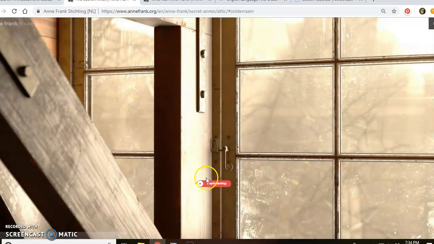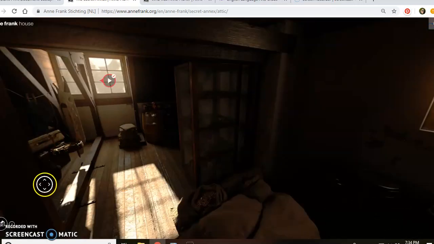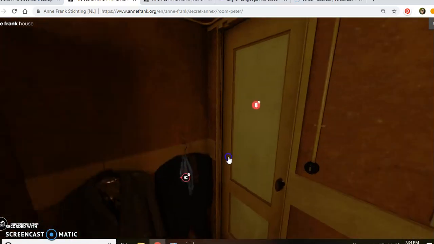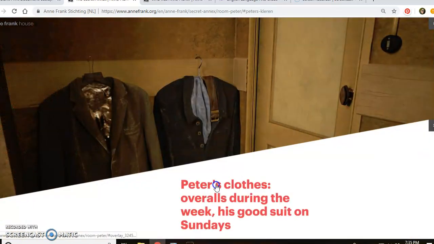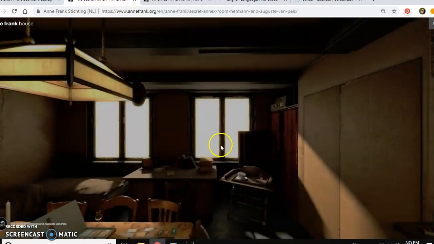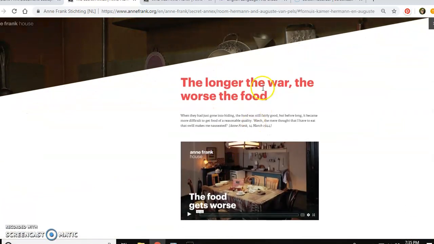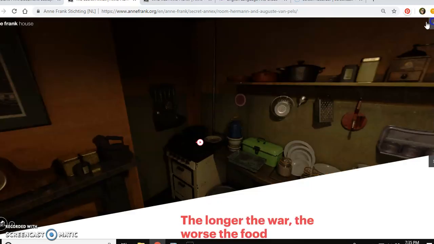And on each of the things, there's also stories and there's extra videos that the kids can look at that talk about, this one's the window. She would go up into the attic and she would take that time to be by herself. There's a few places where it talks about their clothing, for example. So like right here, it will talk about Peter's clothes. If you go out into this room, it'll talk about the kitchen. It talks about things that happen in the book.